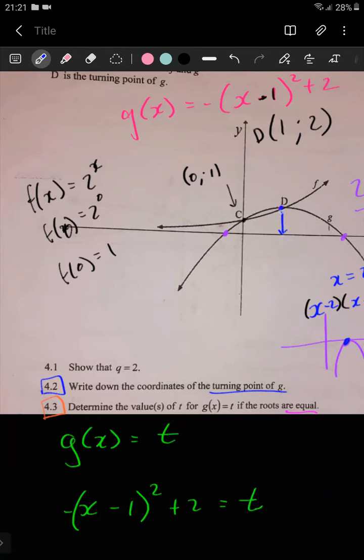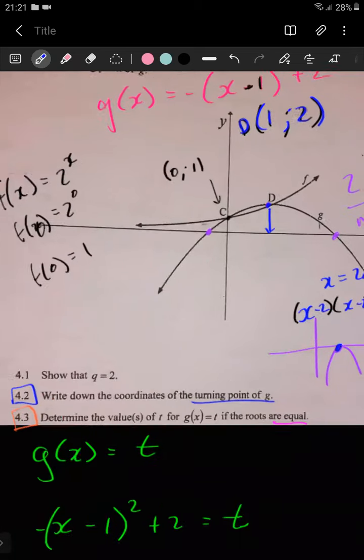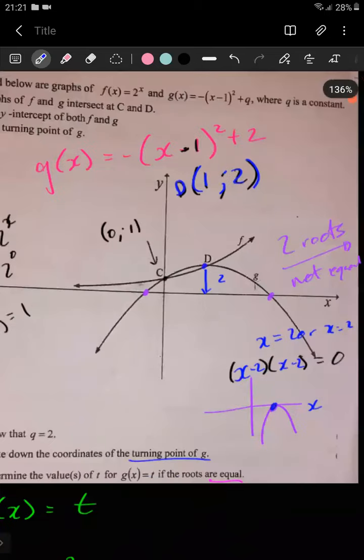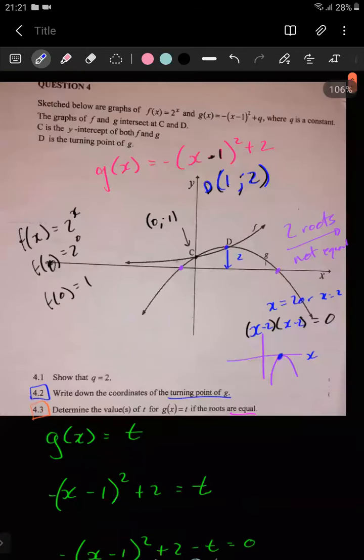We need the turning point of the graph G, of which we did get it. How did I forget that so fast? So the y value is 2, meaning that this distance here is 2. And the x value is a positive 1.